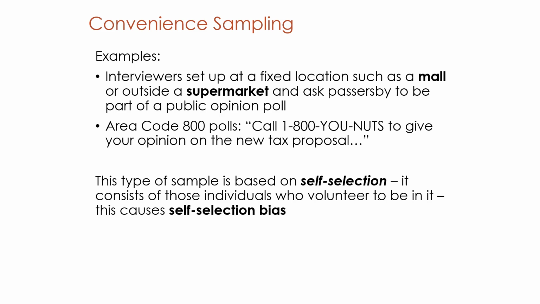You want your data to be representative of your population. This type of sample is based on self-selection. It consists of those individuals who volunteer to be in it. This causes self-selection bias. Generally, only people who feel strongly about something are going to be the ones to respond.